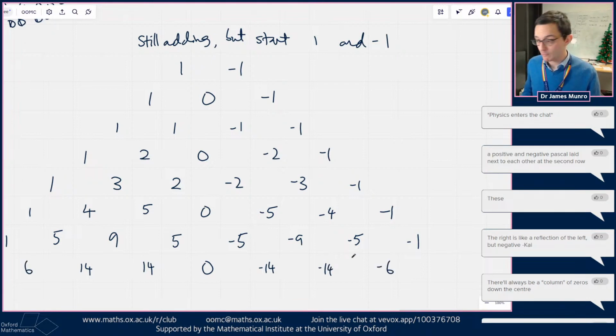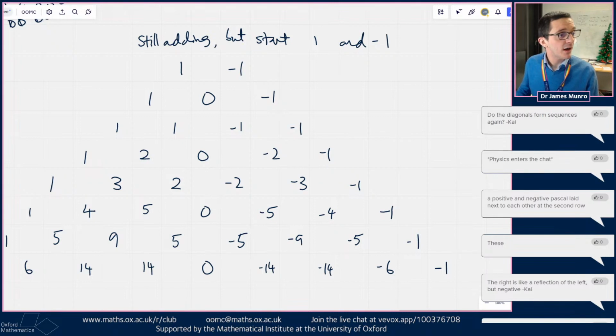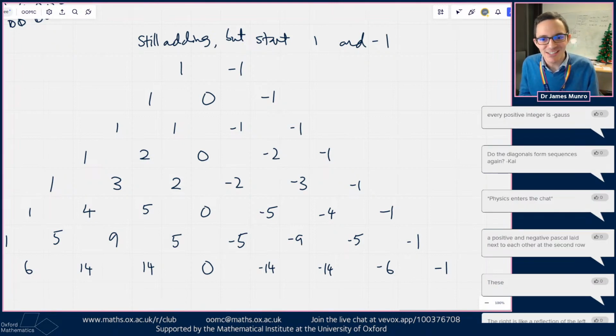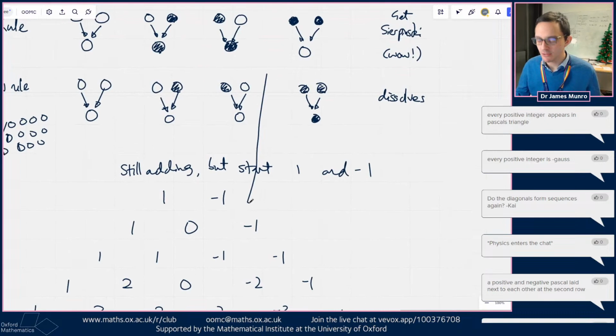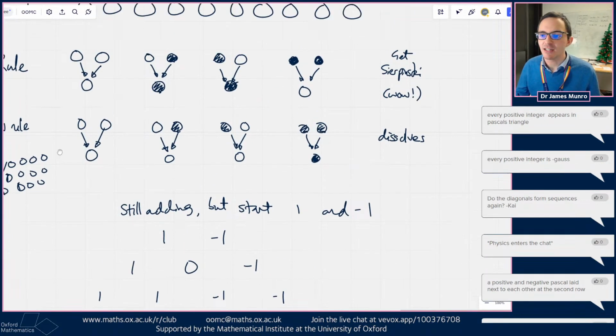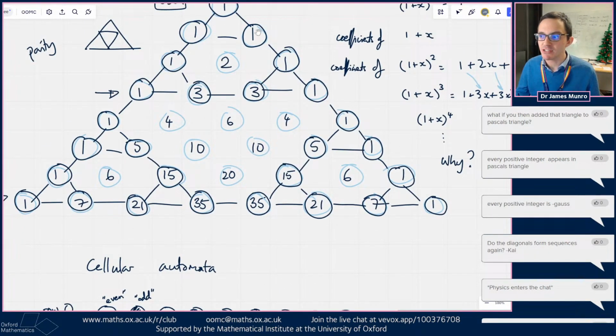It says trying to add together 1 and 5 desperately on a live stream. Do the diagonals form sequences? Great question. I mean, everything's a sequence if you believe in it, right? But I suppose more seriously, Kai's asking, does that sequence represent something, or is there a formula for it? Is it nice? What's going on? Yeah, every positive integer appears in Pascal's triangle. Yeah, that is true. There's actually quite a dull bit of Pascal's triangle that I should have remembered that we didn't talk about with the diagonal.